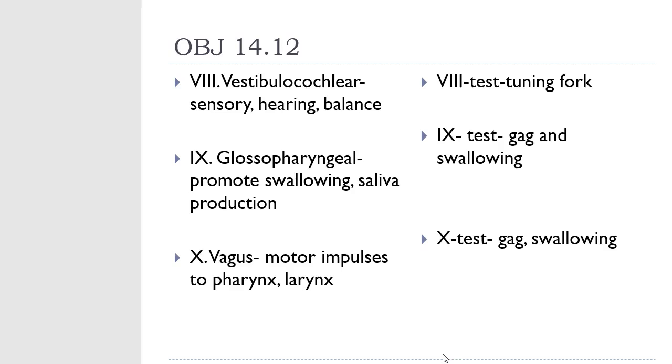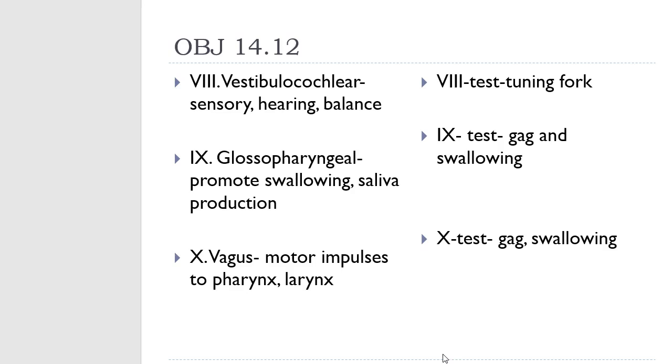Cranial nerve number 8, vestibulocochlear. That's when sometimes you've heard of people having cochlear implants. This is when we're testing hearing, sensory, and balance. And we usually use a tuning fork for this. For cranial nerve number 9, we have glossopharyngeal, which is to promote swallowing and saliva production. So we usually do a gag test or a swallowing test to make sure that that nerve is working.